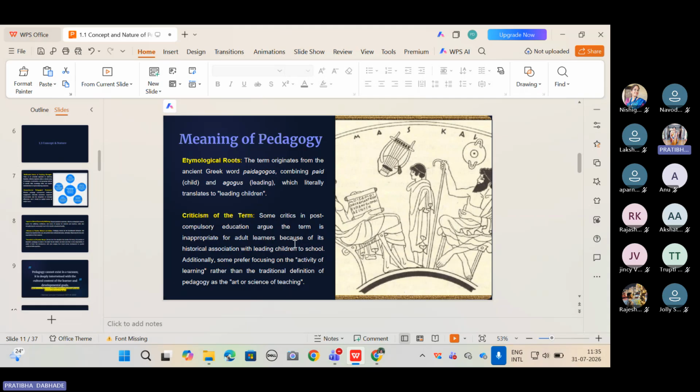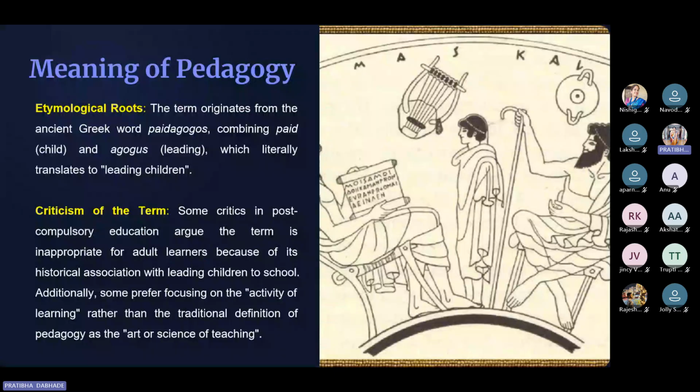If you look at the etymological roots, this term originates from the ancient Greek word paidagogos. You can see paid and agogos. If we bifurcate this word, we get paid and agogos. Paid means child, and agogos means leading. So in short, leading children is nothing but pedagogy. Okay, so that was the ancient meaning of pedagogy.